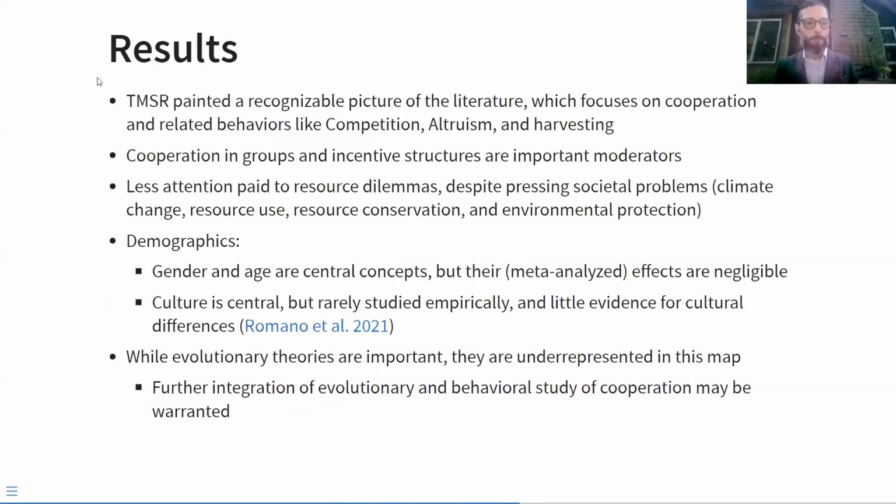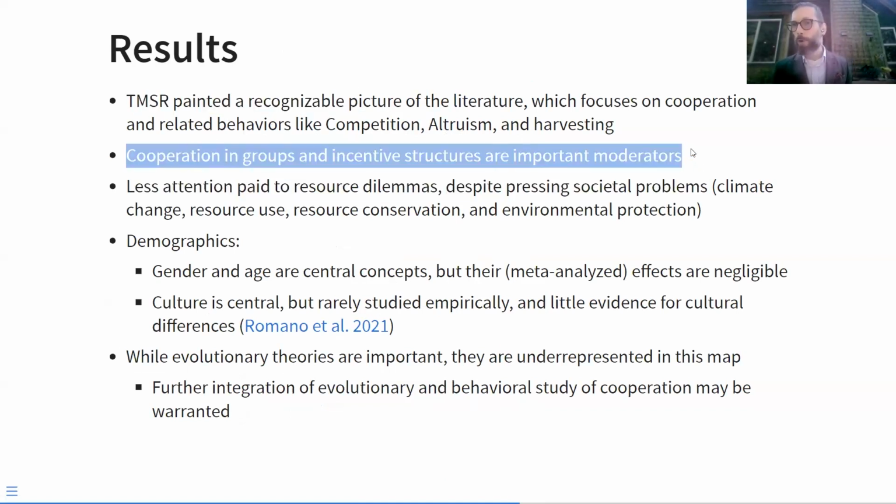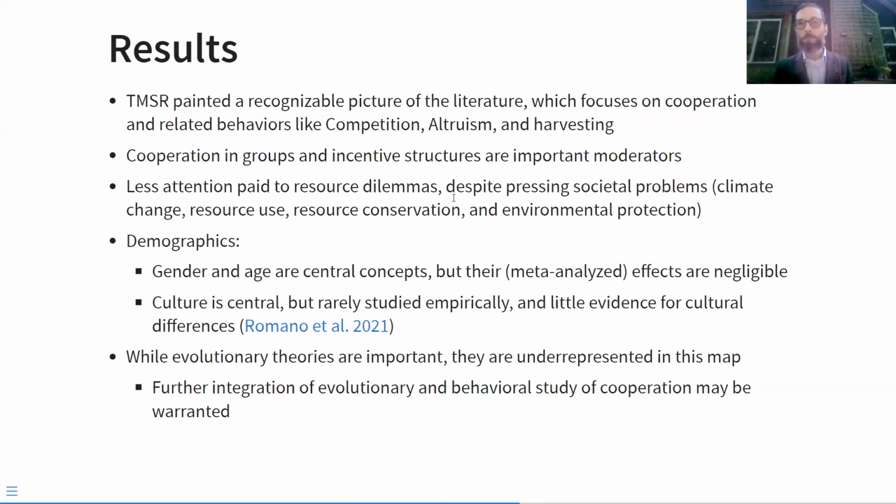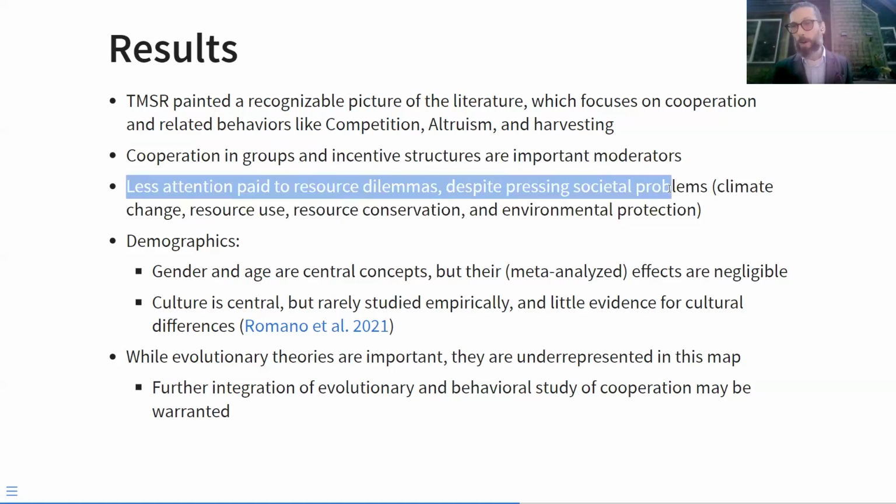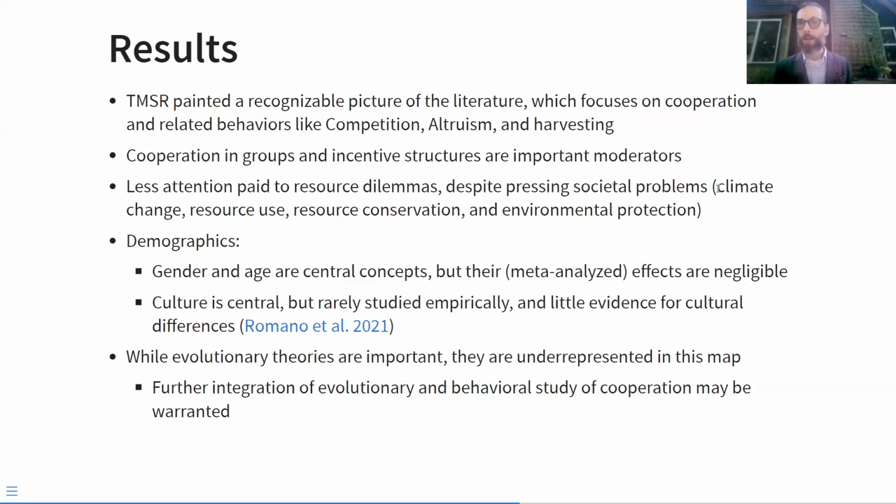But importantly, text mining systematic review painted a recognizable picture of the literature, which indeed focuses on cooperation, competition, altruism, harvesting, etc. Cooperation in groups and incentive structures were important moderators. Less attention was paid to resource dilemmas despite pressing societal problems. So this is an under-researched area. There are some important resource dilemmas like climate change, resource use, conservation, environmental protection. But at present, relatively little experimental research is addressing those. So there might be an area for growth.